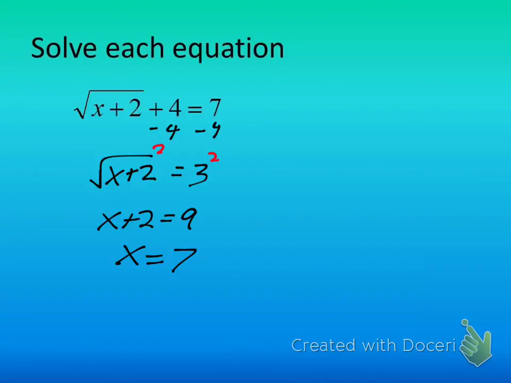Now, check this real quick in your head. You don't have to write it out, but at least you need to go back here. 7 plus 2 is 9. Square root of 9 is 3. 3 plus 4 is 7. Great. Works out.